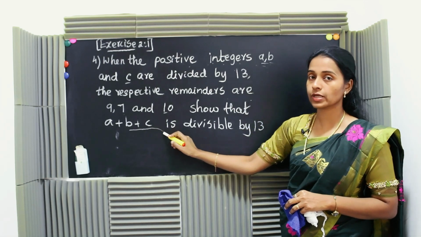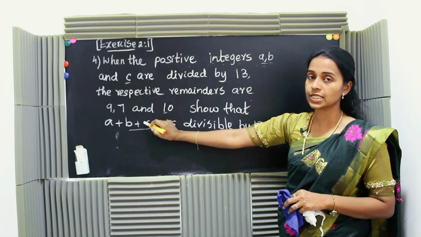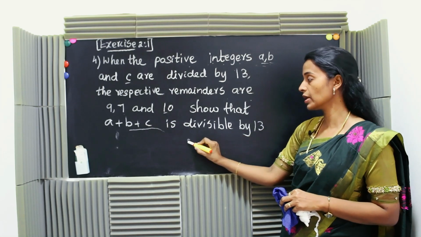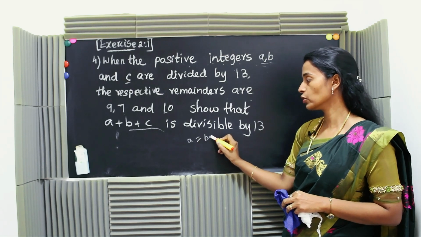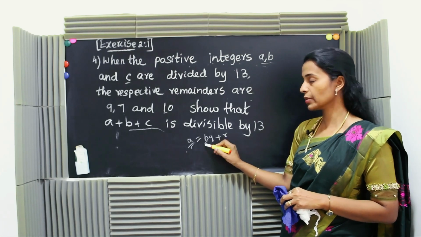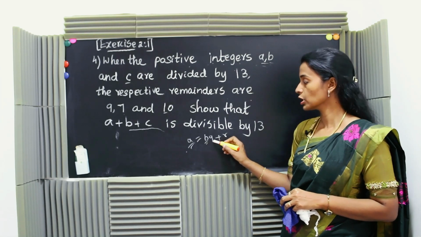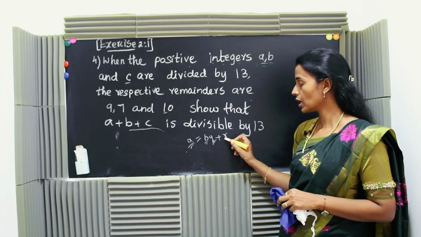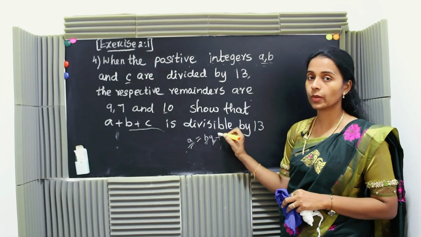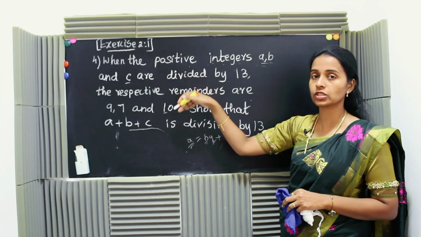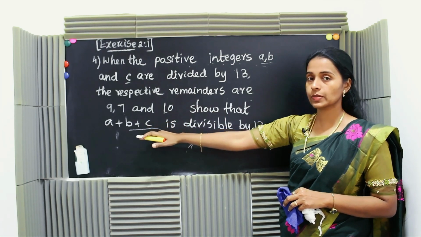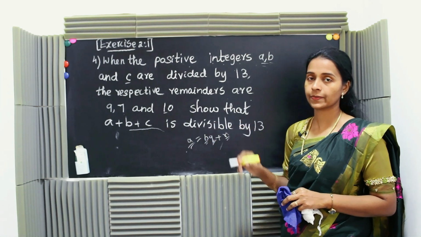So, we are going to find the A value, B value, C value using Euclid's division lemma. What is Euclid's division lemma? A equals BQ plus R. What is A here? Dividend. B means divisor. Q means quotient. R means remainder. In this formula we are going to apply all the values which are given in the question. After that we are going to prove that A plus B plus C is divisible by 13.